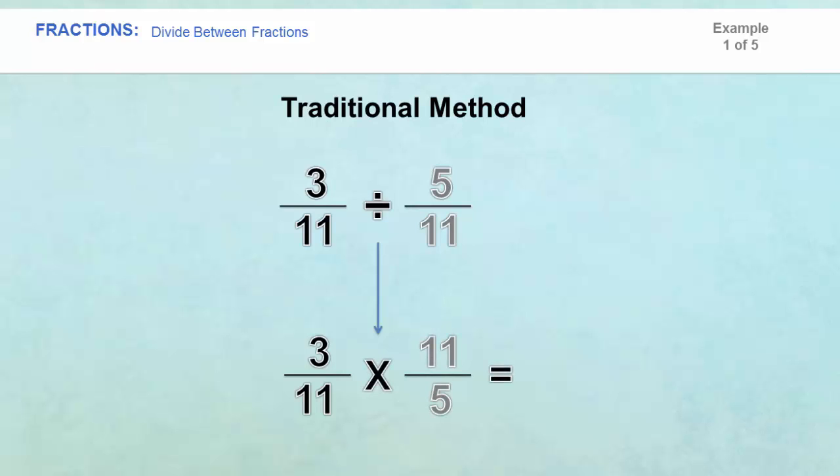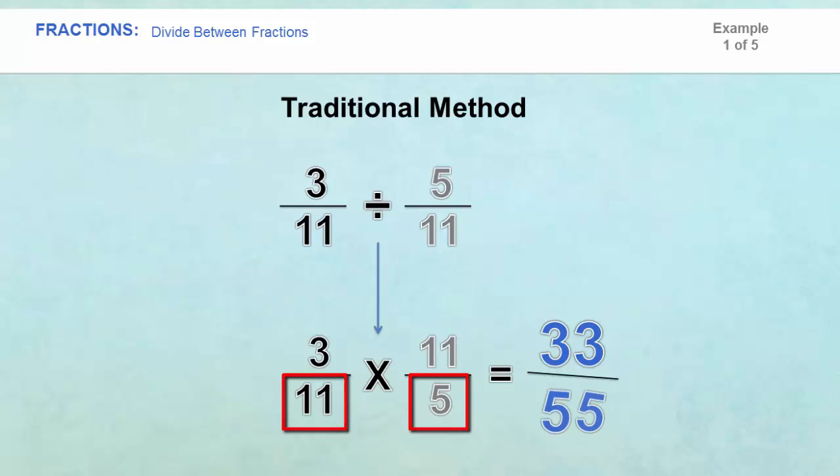so 5/11ths become 11/5ths. Then multiply the numerators to each other. 3 times 11 is 33, and then multiply the denominators to each other. 11 times 5 is 55. For our purpose, we do not need to simplify.